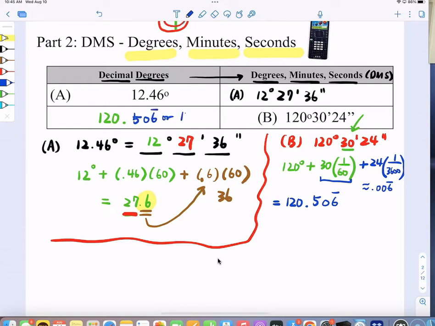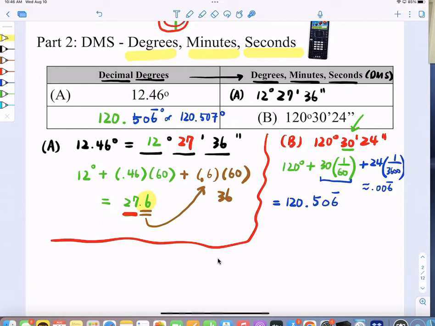Or you can leave it as 120. Oh, make sure you put a degree symbol there. Oh, sorry. This looks a little messy, so let's go like that. Degrees. Or 120.507 degrees is okay with me because it's 0.506666 continuously, so you can just round up to 7. Okay? So again, 120 degrees, 30 minutes, 24 seconds becomes 120.507 degrees in decimal.